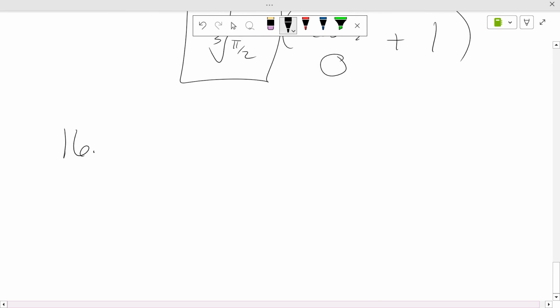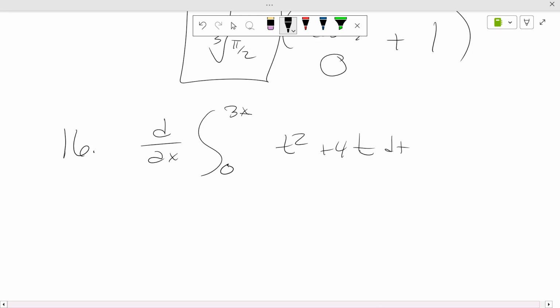16. The fundamental theorem of calculus. And actually, it's the second fundamental theorem of calculus. But all you do is, when you have the derivative of an integral at some place, you just take this and plug it in all three spots.